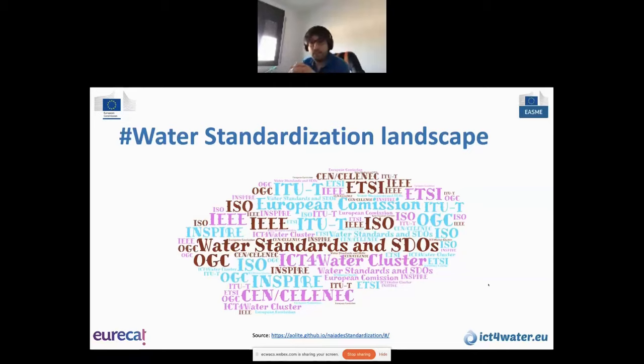There exists the ICT for Water cluster with the roadmap that Gabriel explained in the first presentation about the strategy in digital water in Europe. And there exists also in the United States, in collaboration with Europe, with Inspire, with Copernicus, the Open Geospatial Consortium, offering SensorThings and, in terms of water, also a reference architecture to share geospatial data.